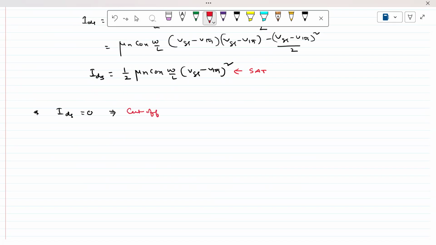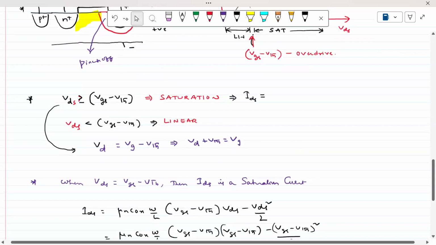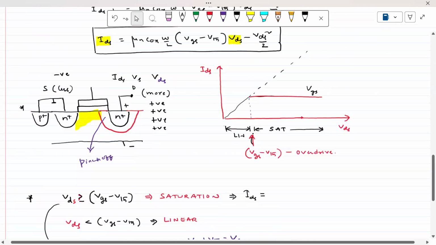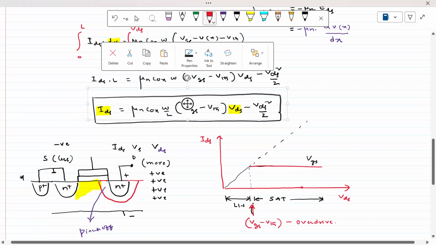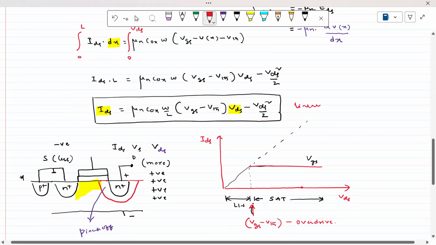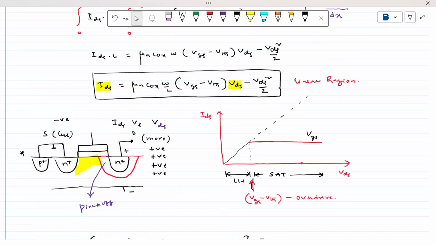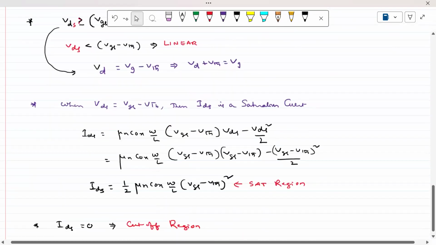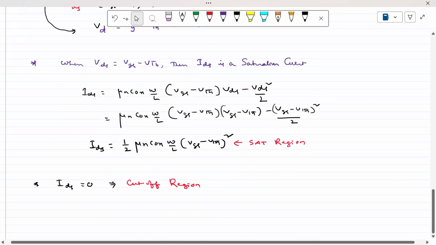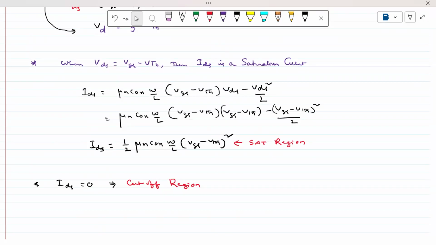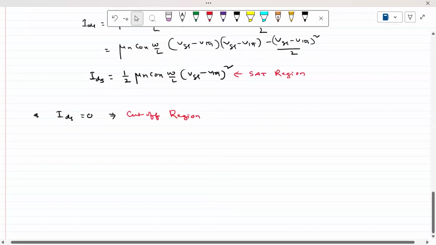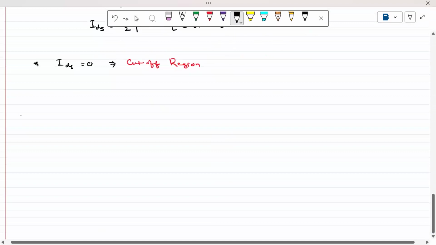The MOSFET is said to be in the cutoff region, the saturation region, or the linear region. Hopefully we have cleared everything. Always remember that a MOSFET operates in three regions of operation. Let me conclude and summarize this. What is the conclusion?